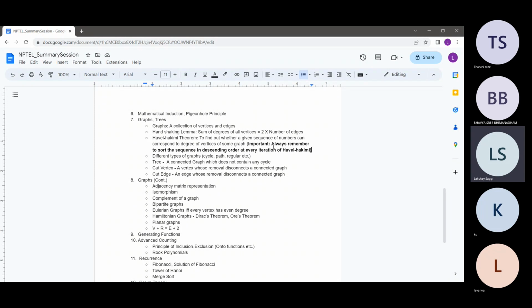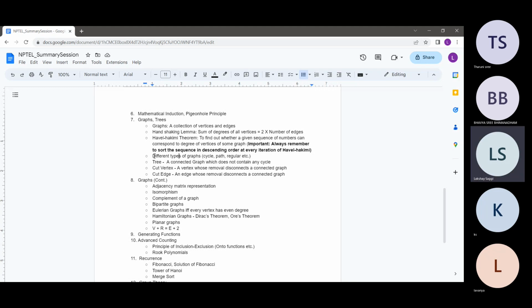What a lot of people do is they just sort it at the first iteration and then they just try to decrease the ones by themselves for Havel-Hakimi. But when you decrease one from some numbers, the sorting can change, right? So you'll need to again sort the sequence in descending order and then apply it again and again and again. So at every step, at every iteration, you will have to sort, not just the first iteration. That's the important thing, so keep this in mind, definitely.